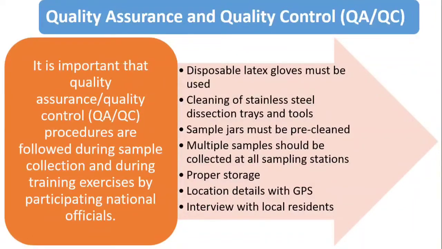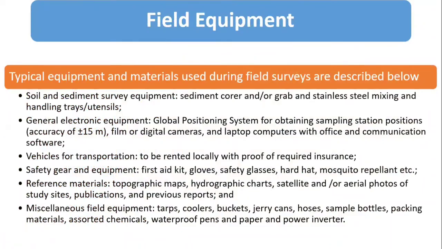Then the sample jars must be pre-cleaned. Then multiple samples should be collected at all sampling locations. If we have different subsets of the sample, we can do different assessment methodologies, and the results of the different methodologies can be compared and we can do statistical analysis. Then of course samples must be appropriately labeled and stored in a cool or dark area, with the location details recorded with GPS, and then interviews with local residents.